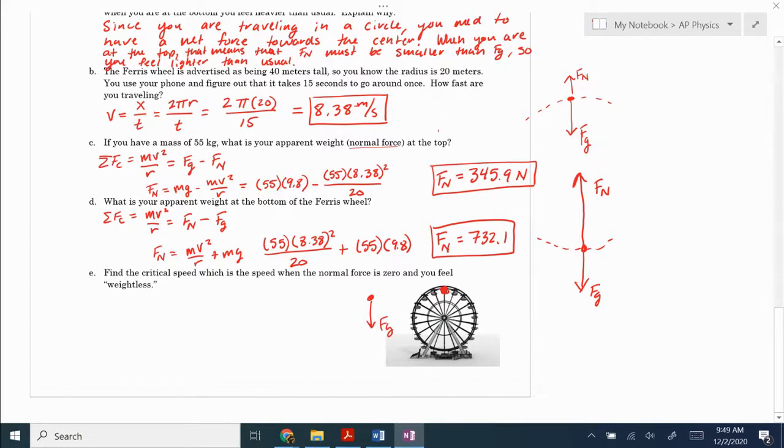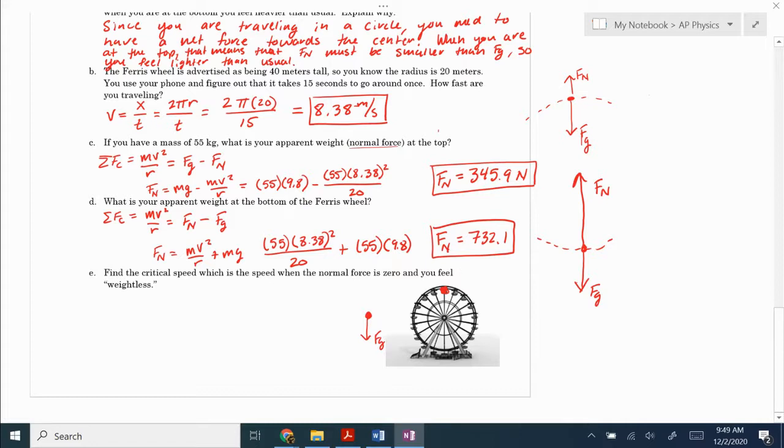If you were to go slightly slower, then you would have a normal force. And if you were going slightly faster than the critical velocity, you would fly off and not stay in your seat. So that's what the critical velocity is. If you were to go slower than the critical velocity, you would have to have a normal force. And if you were to go faster than the critical velocity, you would fly off.